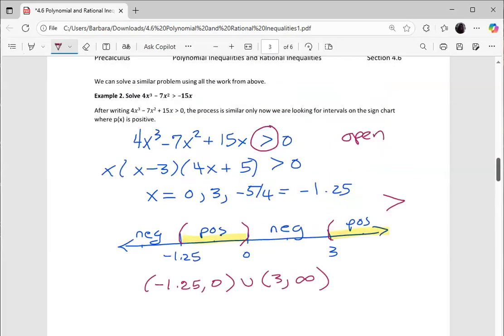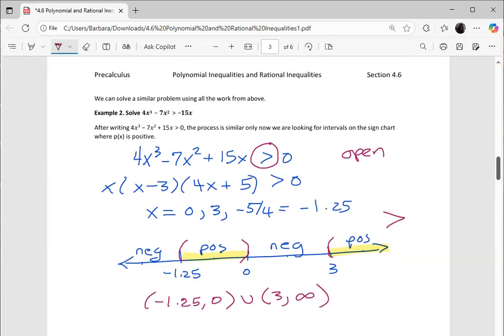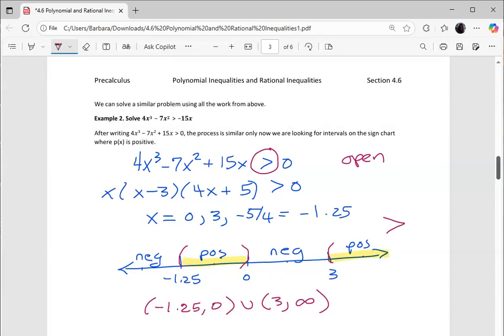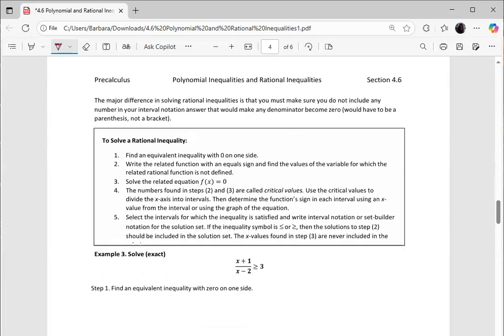So we just finished solving a polynomial inequality. We're now going to go to rational inequalities. The major difference here is that you must make sure you do not include any number in the interval notation that would make the denominator equal to 0.